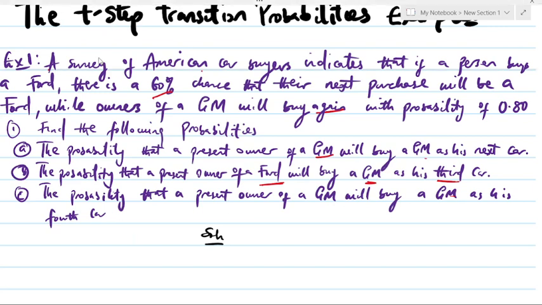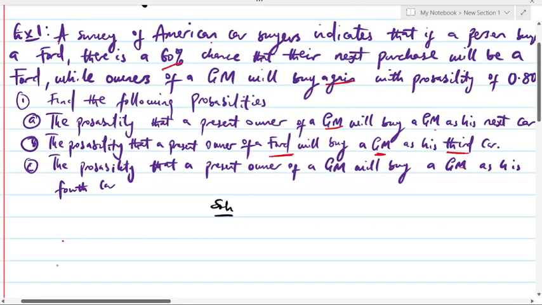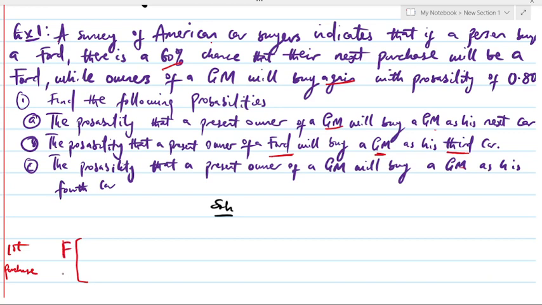So for a simple solution, let's set up the transition matrix. That will help us a lot. Alright, the transition matrix. We have the present purchase, or what we call the first purchase. We have Ford, we have GM. Then the second purchase, we have Ford, GM, and I call this the second purchase.